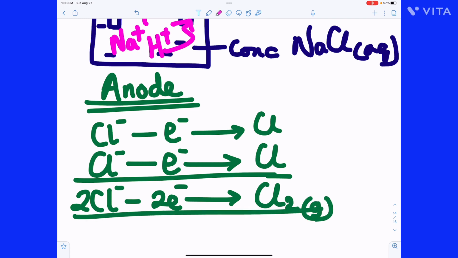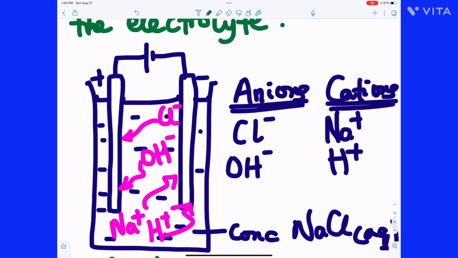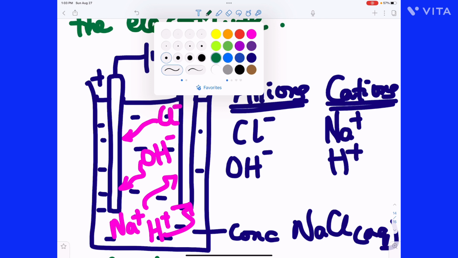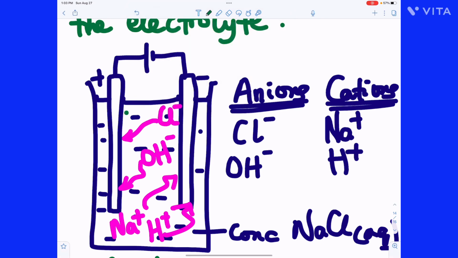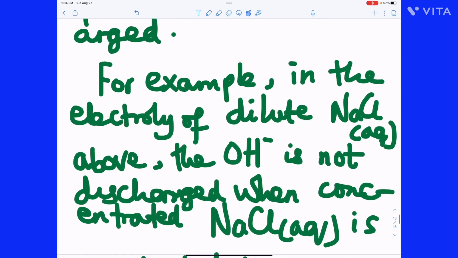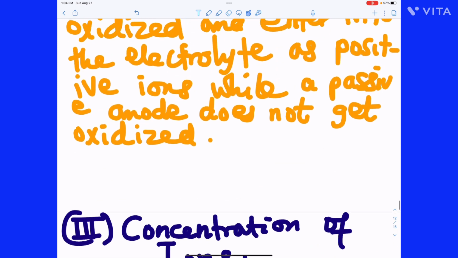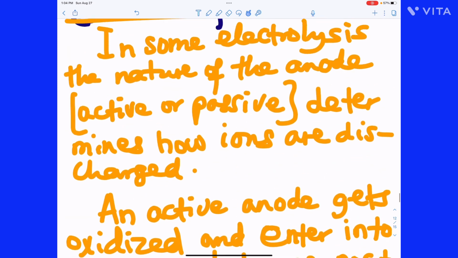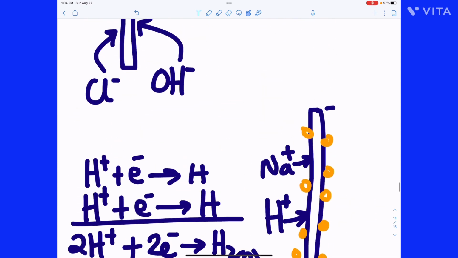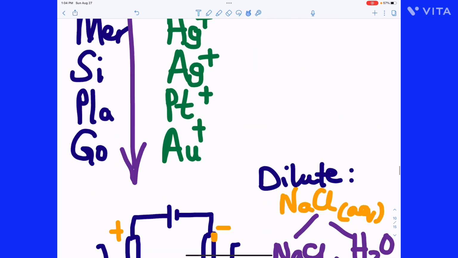So this is how chlorine gas will be discharged at the anode instead of hydroxide ion getting discharged as oxygen gas and water. So you will see greenish yellow bubbles of chlorine on the surface of the anode due to the concentration of the chloride ions in solution. So those are the ways ions get discharged preferentially in electrolysis, depending on the conditions of the electrolysis and the concentration of the ions.